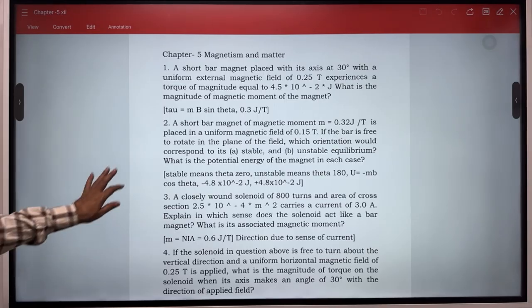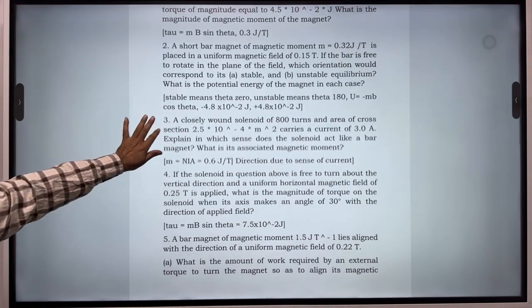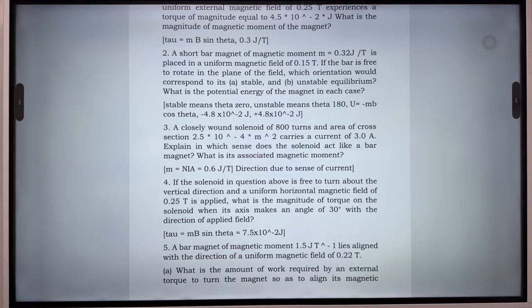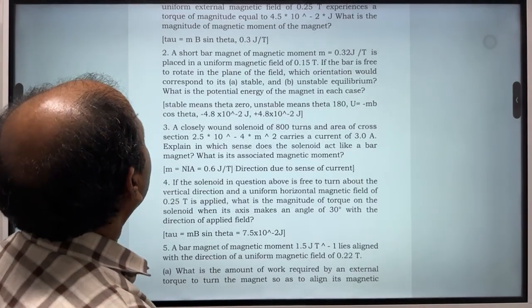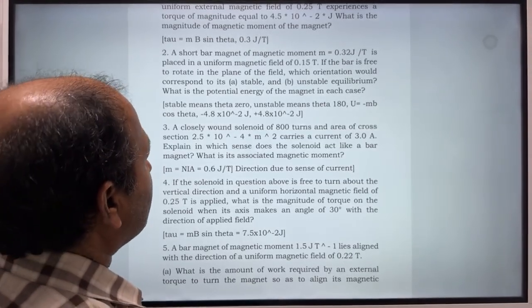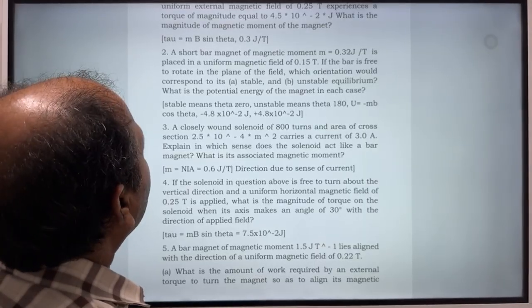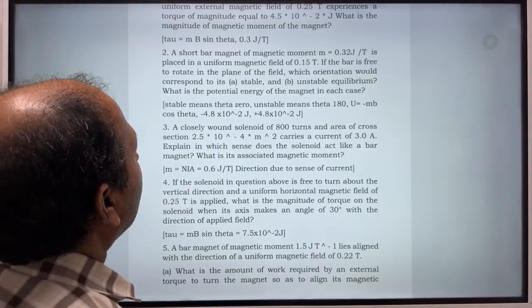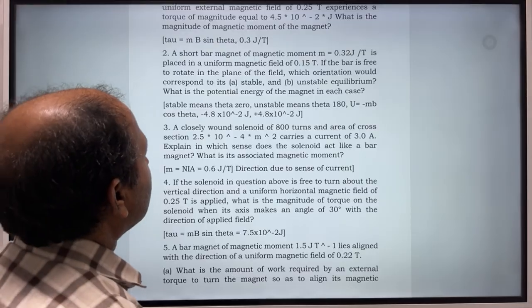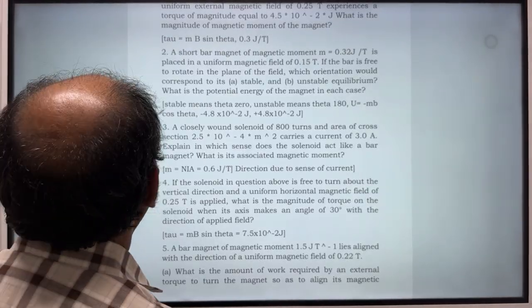Next is question 2. It says a short bar magnet of magnetic moment m equal to 0.32 joule per Tesla is placed in a uniform magnetic field of 0.15 Tesla. If the bar is free to rotate in the plane of the field, which orientation would correspond to its stable, unstable equilibrium? What is the potential energy in each case?